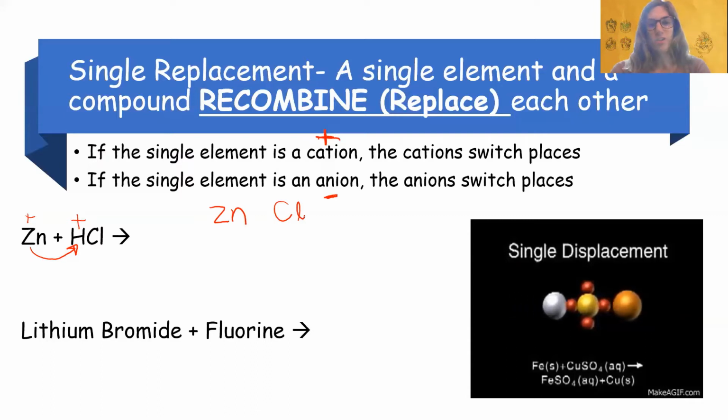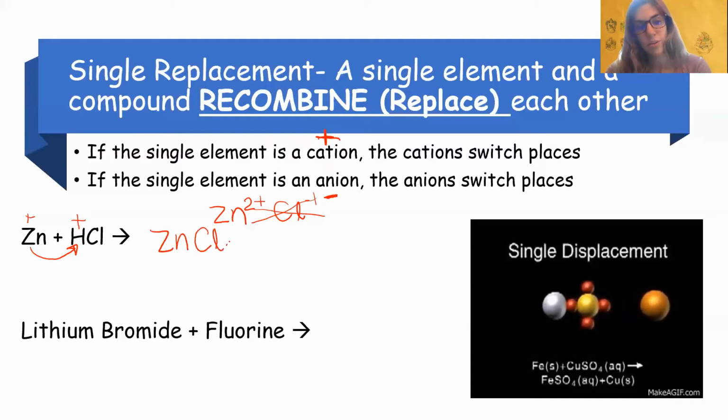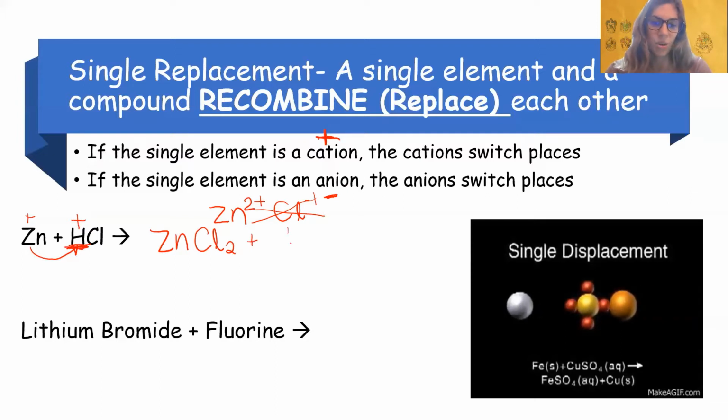In cases like this, on practice problems where you're doing it on your own, I would give you the charge of zinc just in case, because it is a transition metal, so we don't know its official charge. I am going to tell you that zinc has a 2+ charge, and chlorine, you should know, has a -1 charge. So when I do the cross and drop, I get 2 and 1. So the first compound that's going to form is ZnCl2. And now hydrogen has been replaced by the zinc, and so it's on its own.